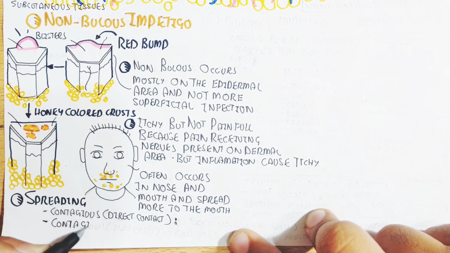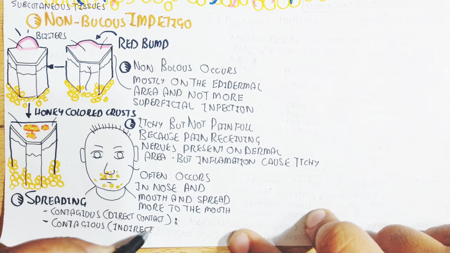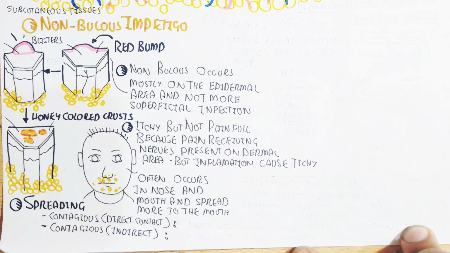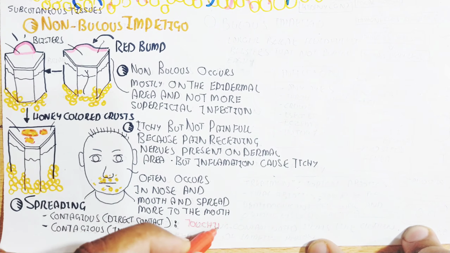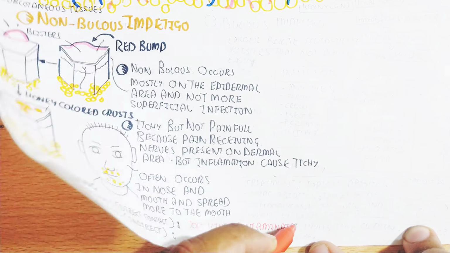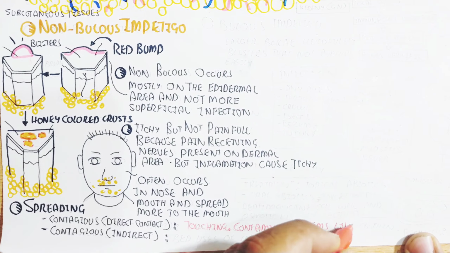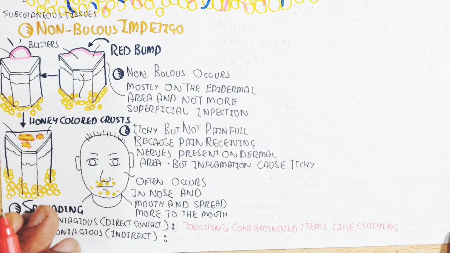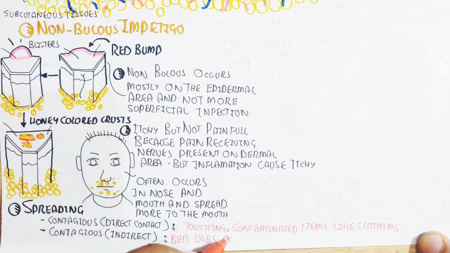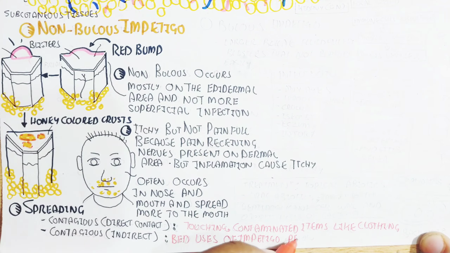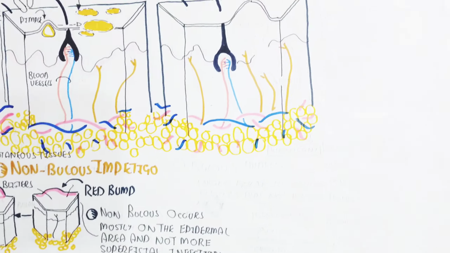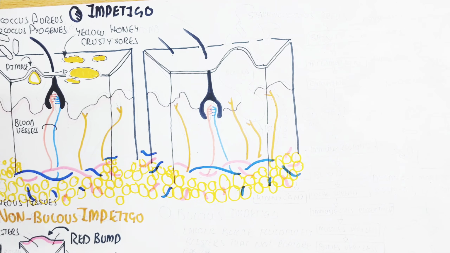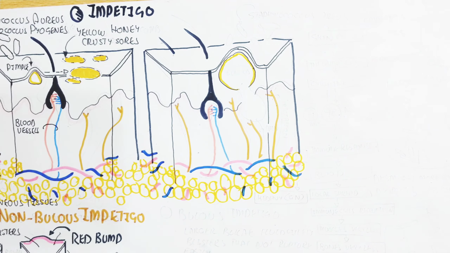For example, touching a person who already has an impetigo infection, and contaminated items like clothing of the infected person, while the indirect contagion is due to the bad use of items of the impetigo person. Anyhow, let's understand about bullous impetigo.